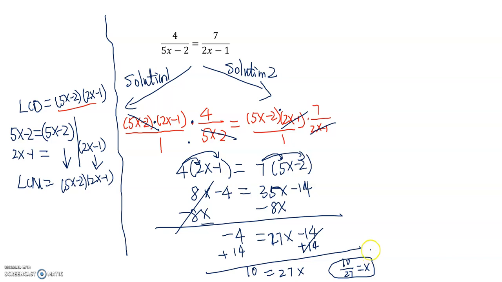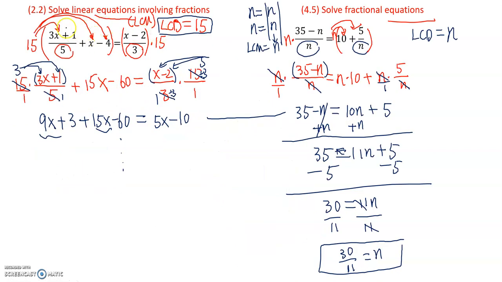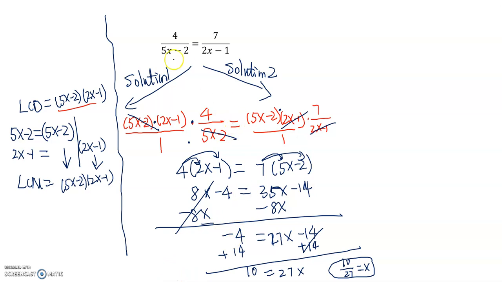Okay, so that's exactly the same idea as we did previously in section 2.2, how to solve an equation involving fractions. Find the LCD, multiply both sides by the LCD to get rid of the fractions, the denominators. Now, for this particular example, we have a different way to do it because this equation also happens to be a proportion.